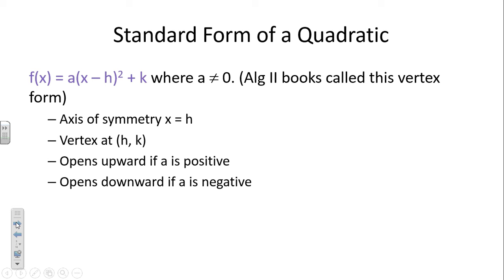Notice it was x minus h, so it's the opposite sign of whatever is with the x, and the k does not change sign because it's shifting left or right h and up or down k. When a is positive, it opens upward. When a is negative, it opens downward. And of course, when a is bigger than 1, it's going to stretch it vertically. When a is between 0 and 1, it's going to shrink it vertically. All those things we talked about last chapter.